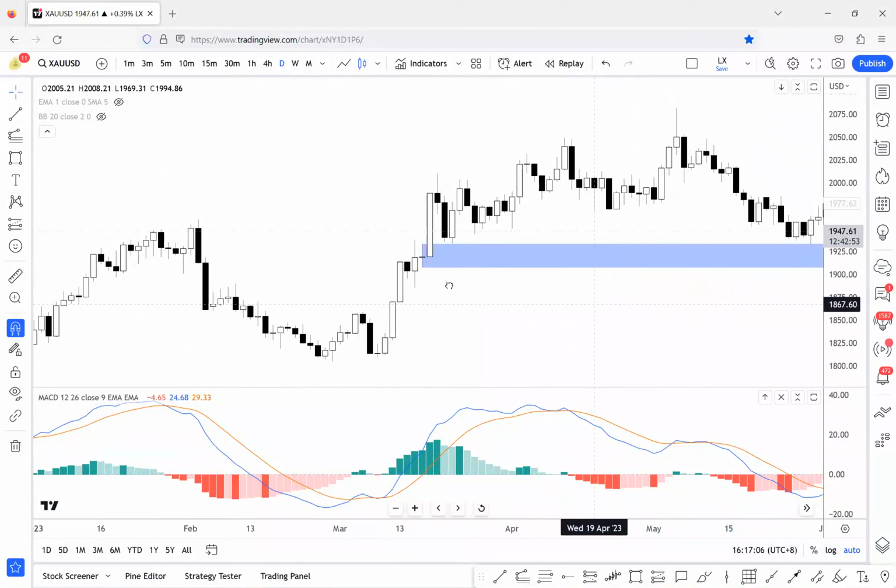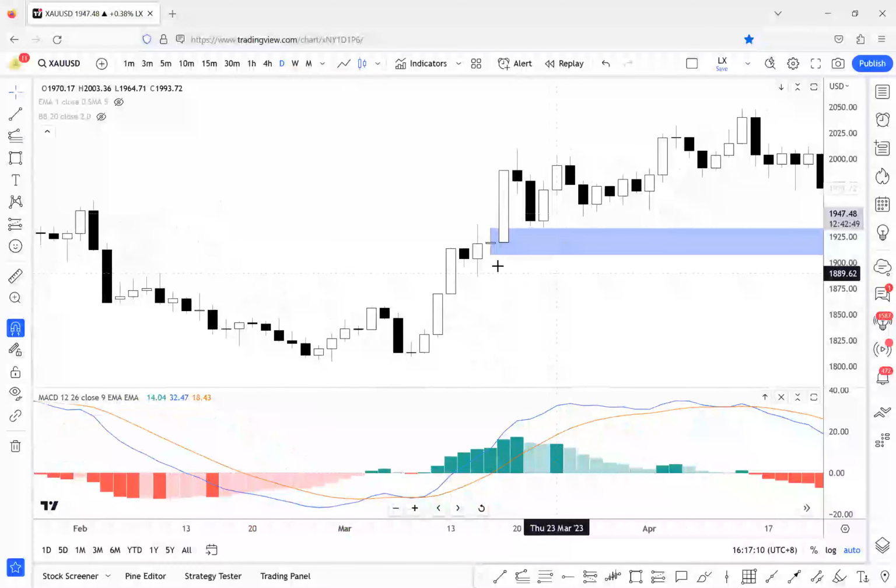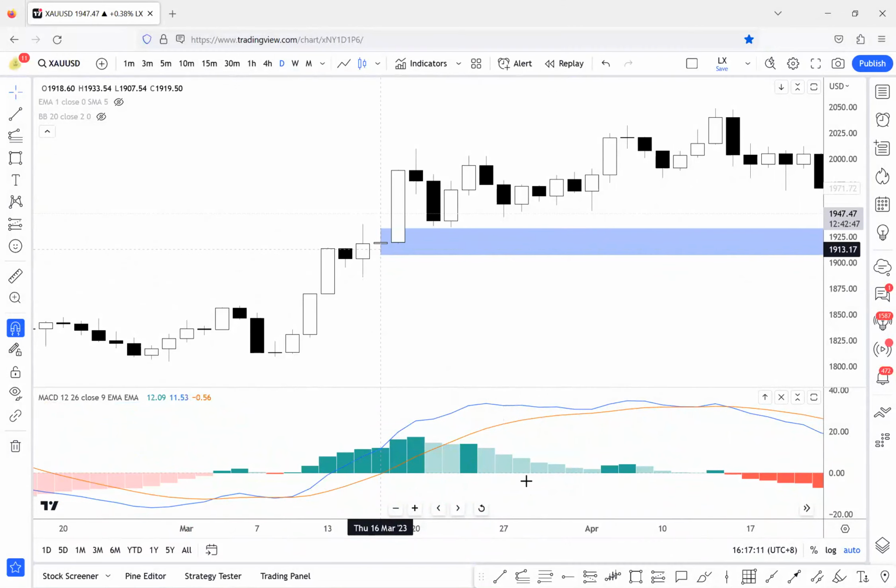So the idea of a doji is that it represents uncertainty. The opening and closing price are relatively the same, like this candle that we're seeing here. So you can see that they are relatively near one another.